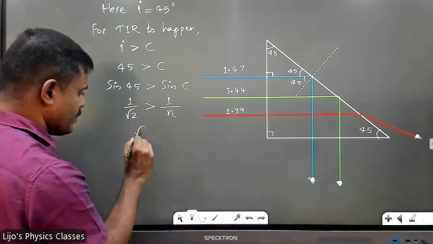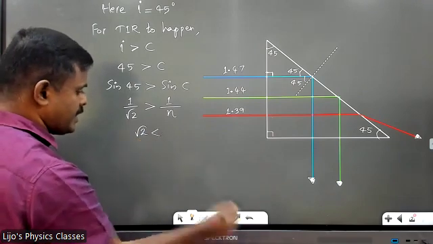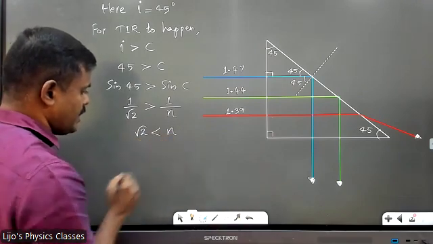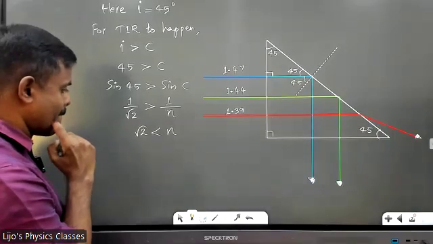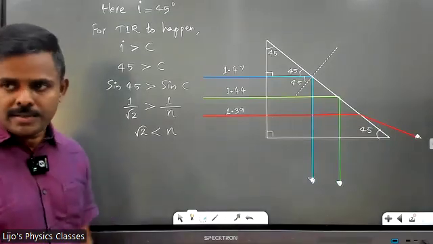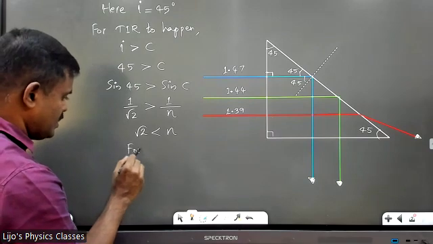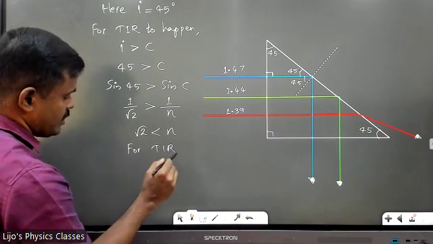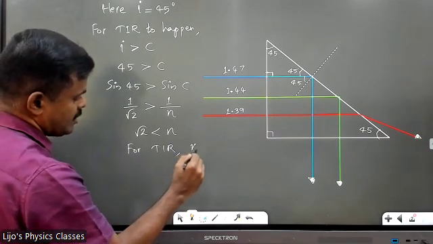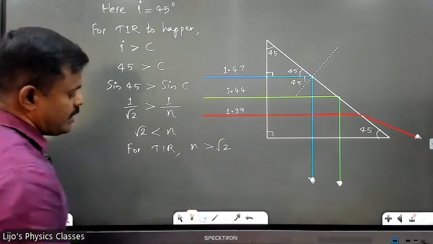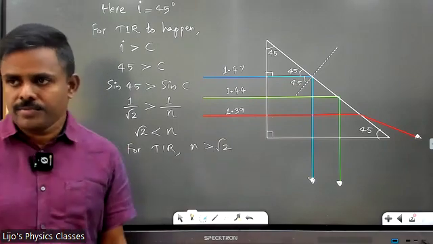Root 2 is less than n. So we can write our conclusion. For TIR, the refractive index should be greater than root 2.